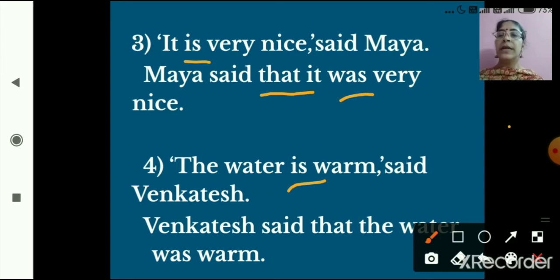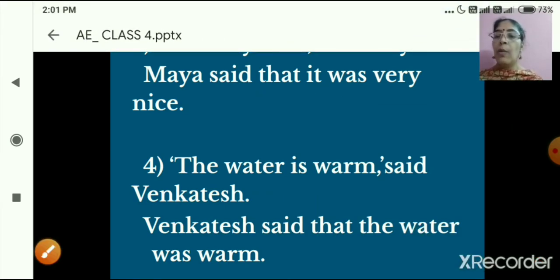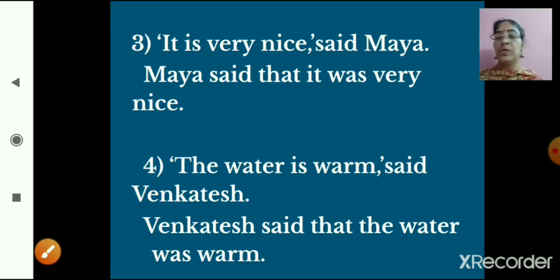The water is warm, said Venkatesh. So you will begin. How will you begin? Here, whose name is given? Venkatesh. Yes, so you will write in the beginning, Venkatesh said that the water was warm. Yes, very good. Is will become was, and you have to use the conjunction word that. We move on to next.